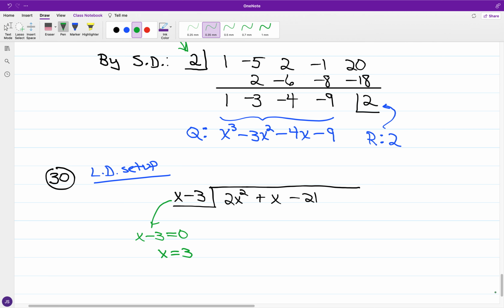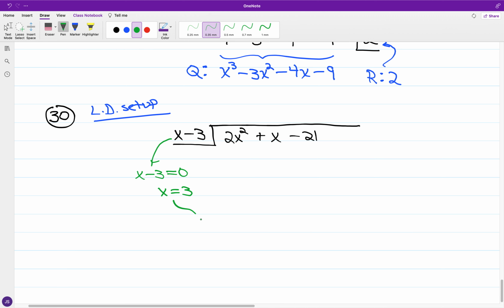we have x minus 3 is equal to 0, so we have x is equal to 3. Again, we have by synthetic division, so you have 3 for the coefficients. Now we got 2 for the x squared, 1 for the x, and negative 21 for the constant.